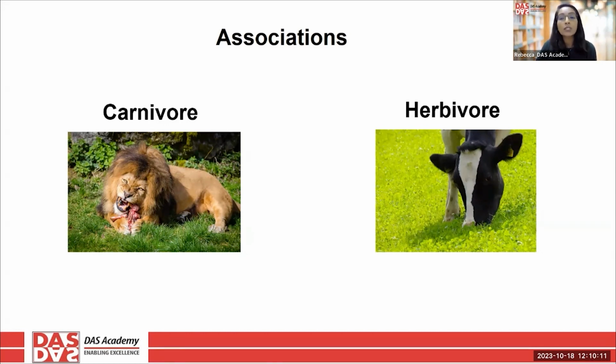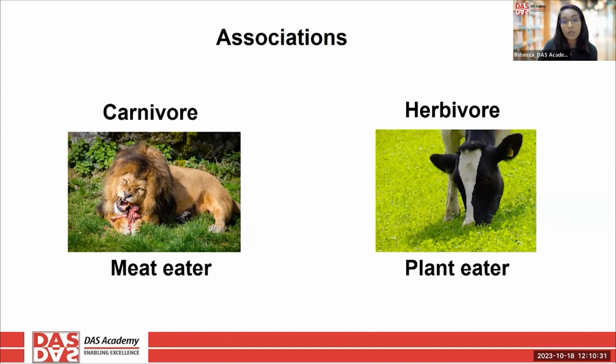So when we want to recall the meaning of these words, you can simply visualize the lion and the cow, and it will trigger your memory of the words. So lion, which is the carnivore, meat eater, while cow, herbivore, plant eater. This association technique helps you remember the meanings of carnivore and herbivore by creating strong mental images and connections between the words and their definitions. It's an effective way to enhance vocabulary retention and recall.